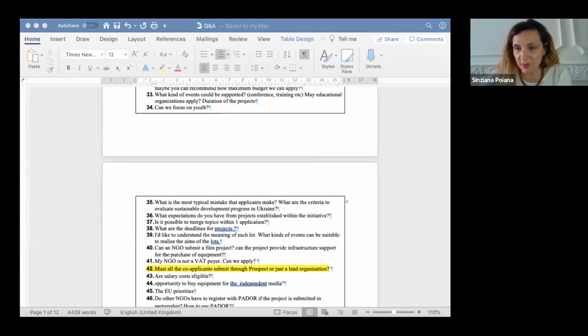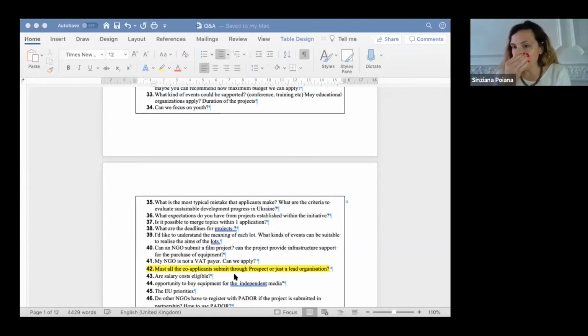Should partner organizations be registered separately in PADOR? Also answered in previous sessions and also specified in the guidelines. We don't have a legal term for partner. There are different forms of partnerships. For co-applicants who have equal rights and obligations as the lead applicant, you need to register in PADOR.